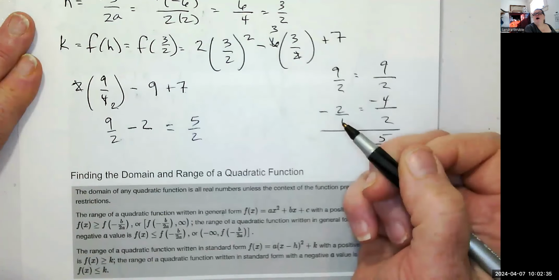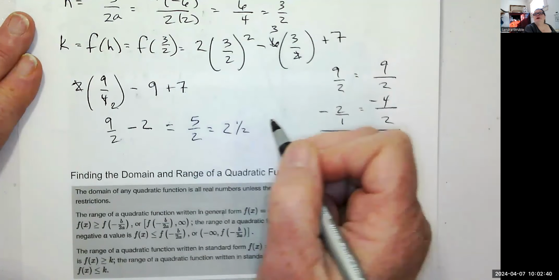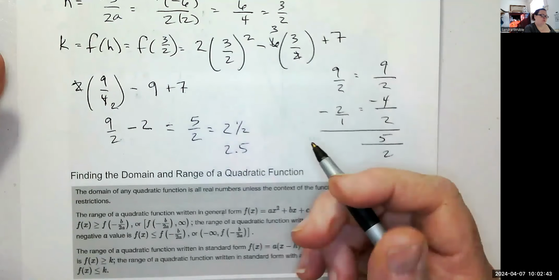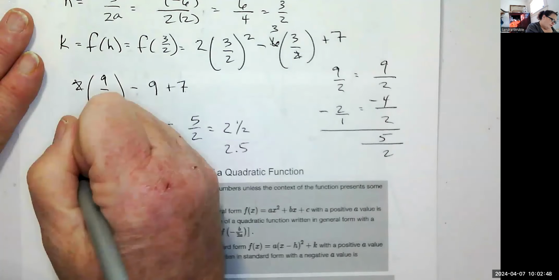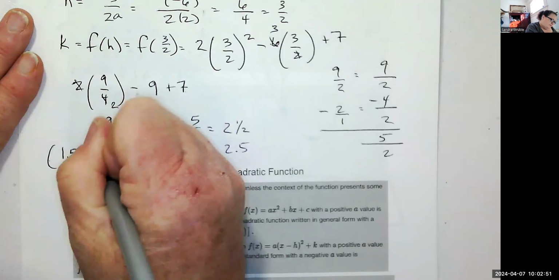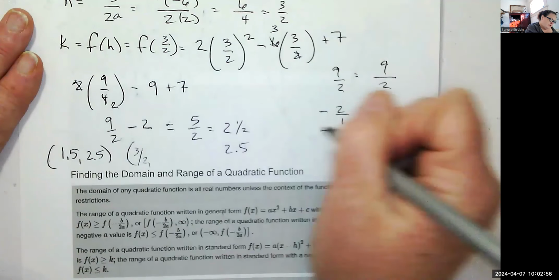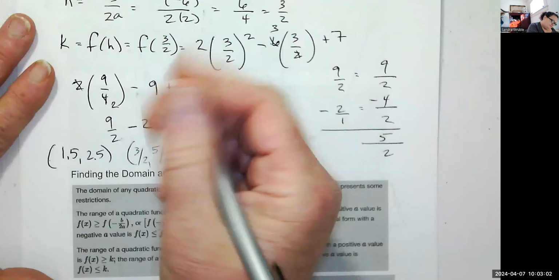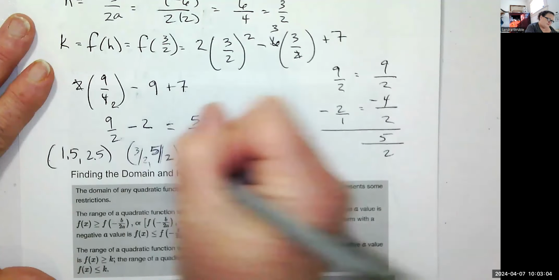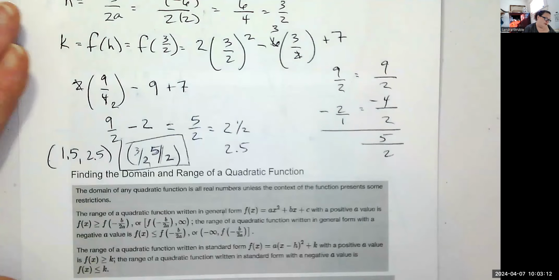That can be 2.5, or you can make it 2 1/2, whatever you want to do regarding that. 2.5, they're all going to give you the same. So your vertex for this, if you put it in decimal form, was 1.5, 2.5. If you put it in fractional form, it was 3/2 and 5/2. Or you could have 1 1/2 and 2.5. It's all the same. So those are my answers for my vertex.